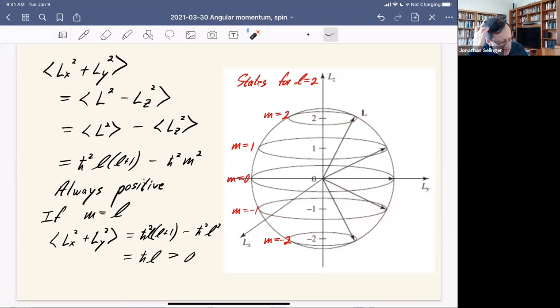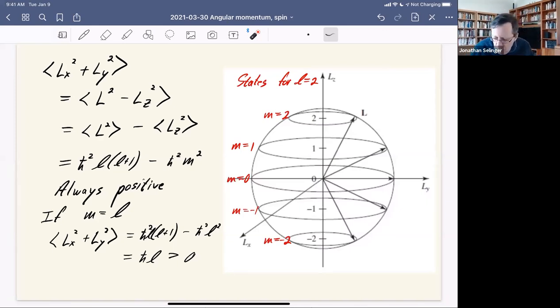Okay, so that's the story about the eigenvalues. We set out to find the possible eigenvalues of L squared and one of the individual L's, Lz. And so we've got it. The eigenvalues of L squared are h bar squared times l(l+1), and the eigenvalues of Lz are h bar times m.